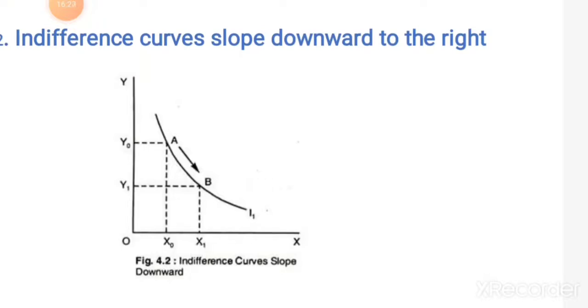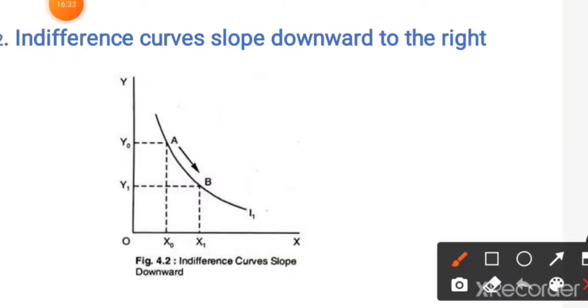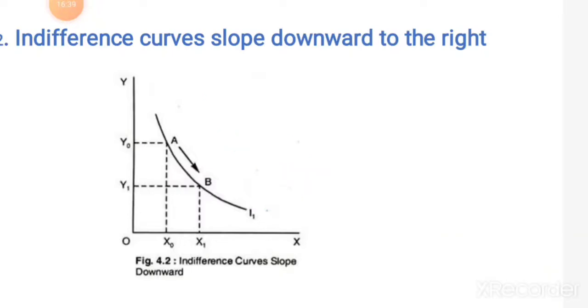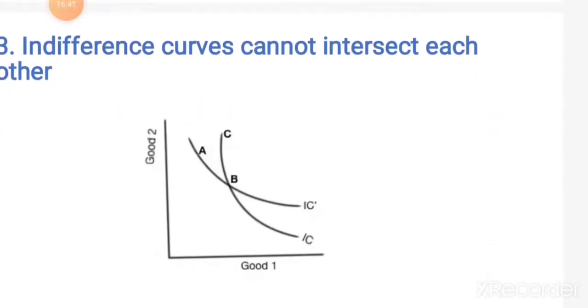So that is, the indifference curve slopes downward to the right. Sloping downward to the right is nothing but taking a negative slope. So that is about the second property. What is the third property? The third property is that indifference curves cannot intersect each other.